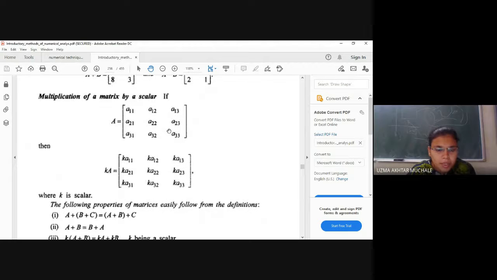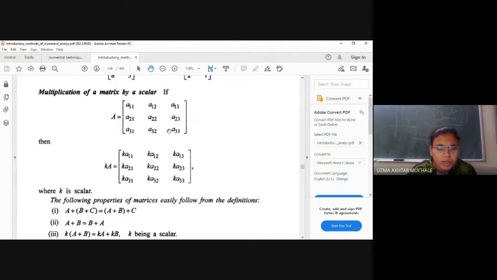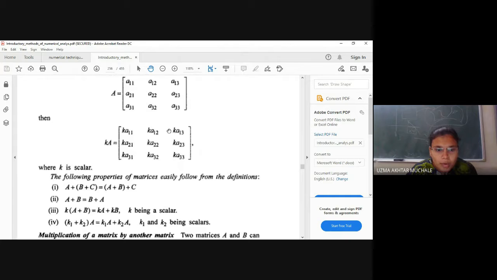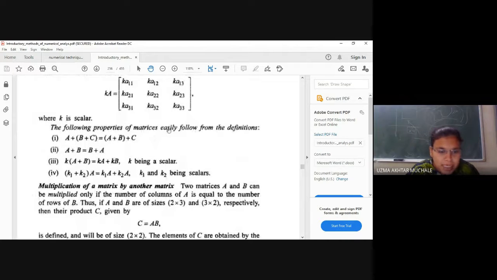subtraction. So what is multiplication of matrices? If you are going to multiply by a scalar, that is very easy. You just have to multiply by the scalar k. But I hope you know how to multiply matrices. And these are the properties of matrices: they satisfy the associative property, (a plus b) plus c is equal to a plus (b plus c).